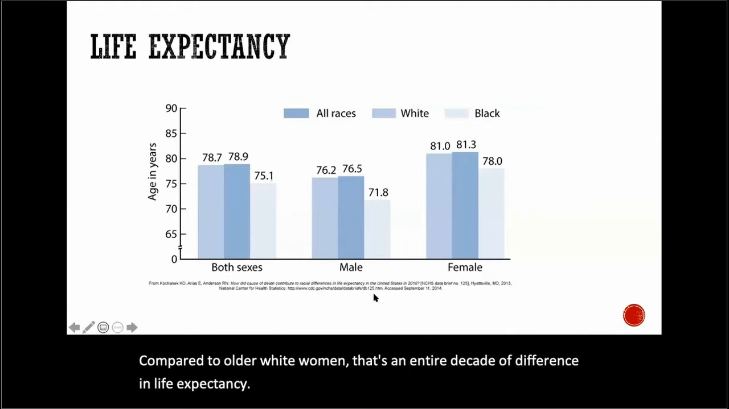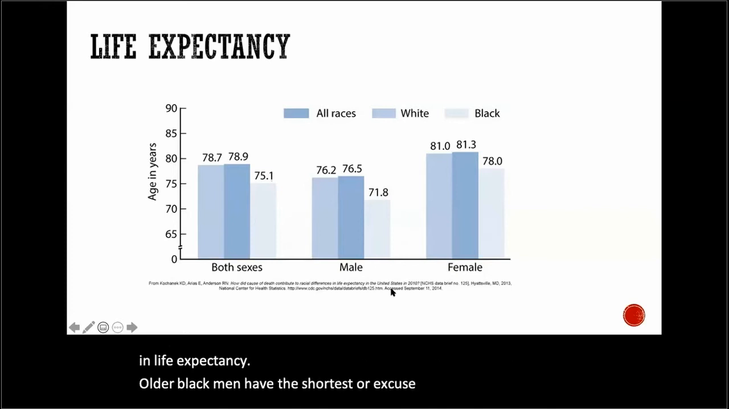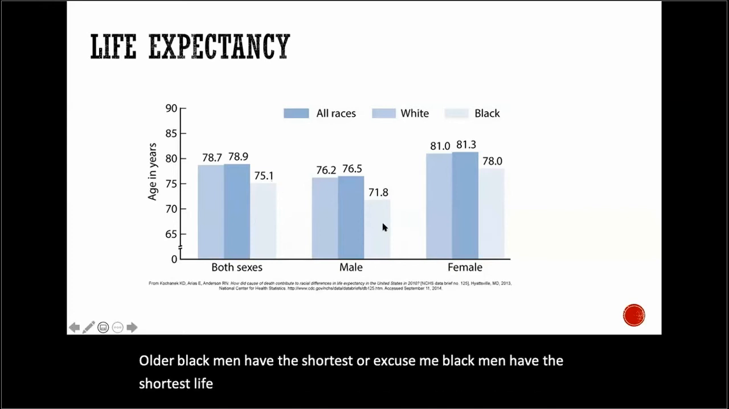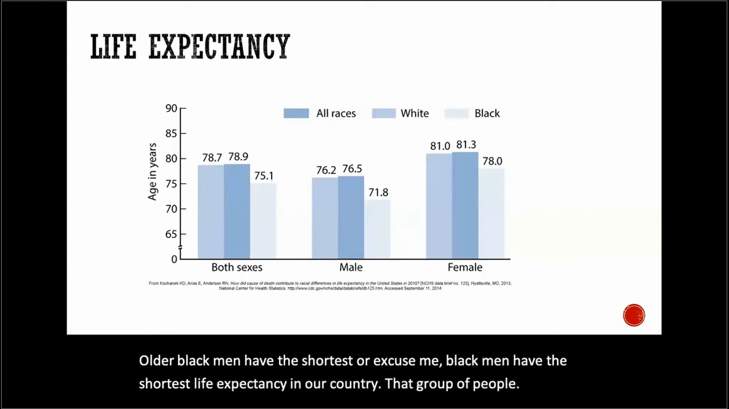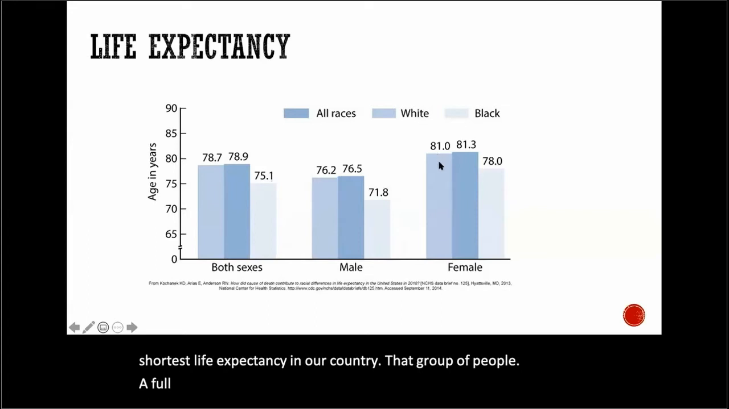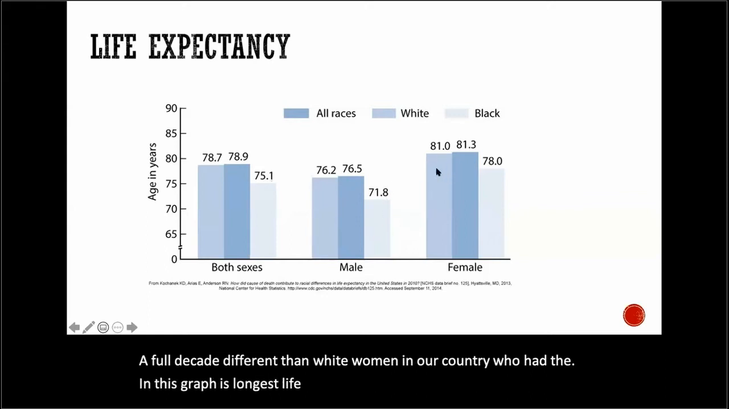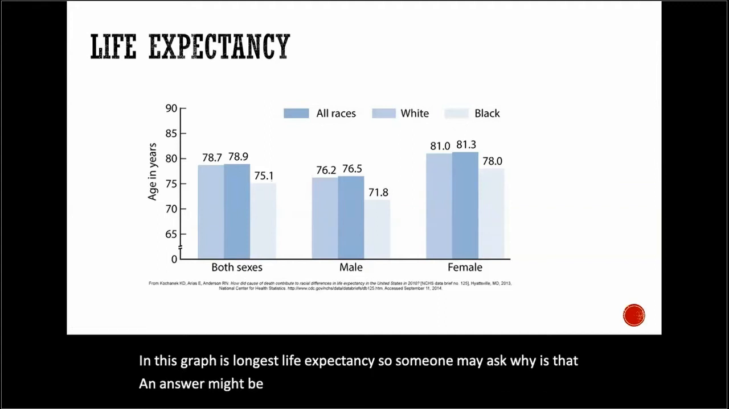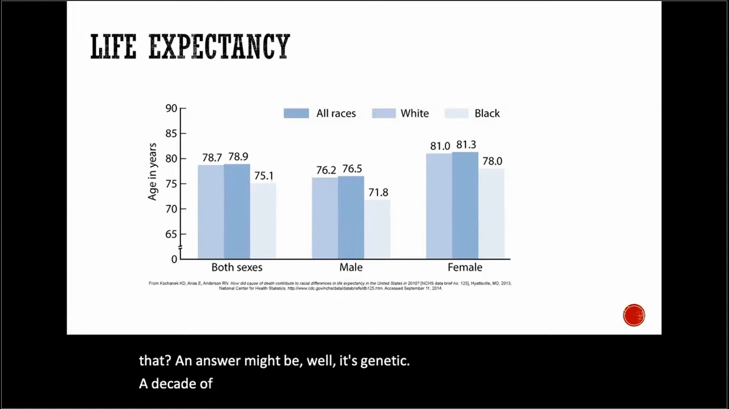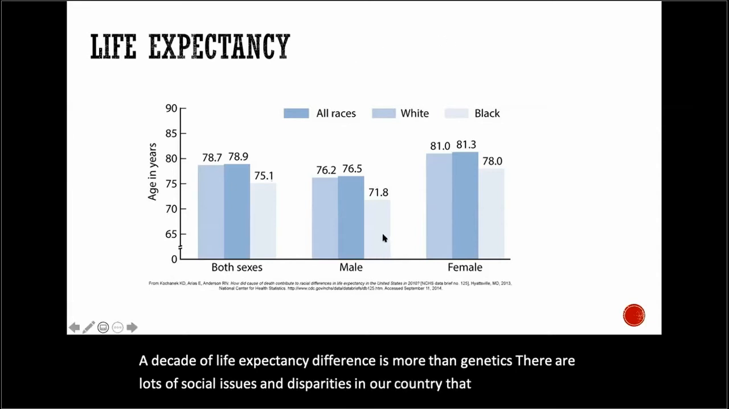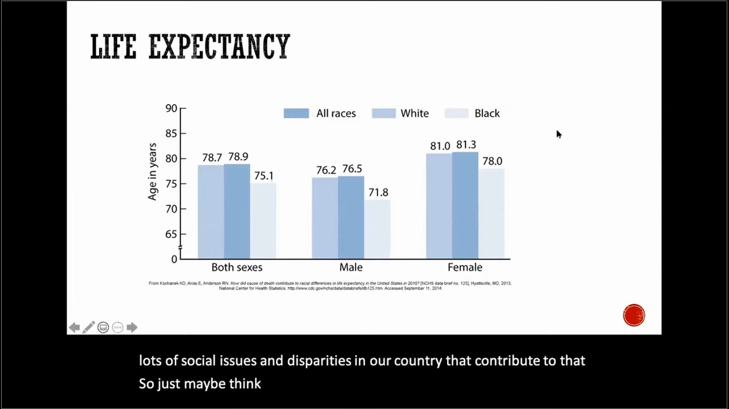Black men have the shortest life expectancy in our country, that group of people. It's a full decade different than white women in our country, who have, in this graph, the longest life expectancy. So someone may ask, why is that? And an answer might be, well, it's genetic. A decade of life expectancy difference is more than genetics. There are lots of social issues and disparities in our country that contribute to that. So just maybe think of some things that may contribute to that.